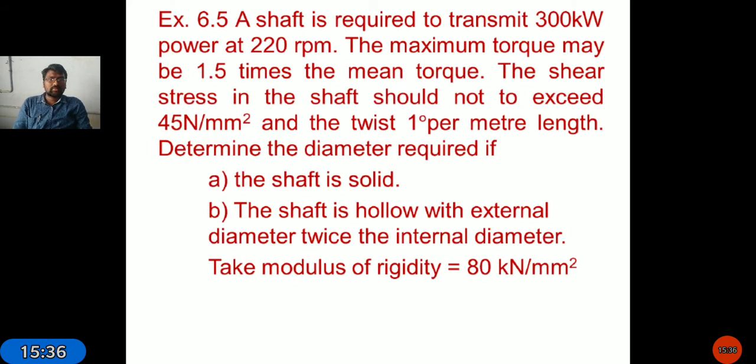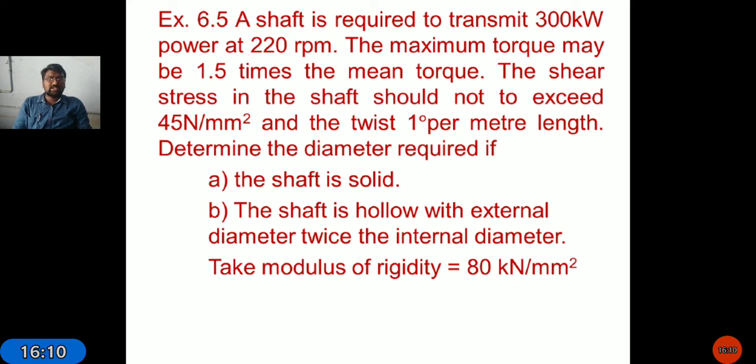Next, coming to one more problem. A shaft is required to transmit 300 kilowatts power at 220 rpm. Given the power value and speed value, from this we can calculate the torque. Next, the maximum torque may be 1.5 times the mean torque. By using the power and speed we can calculate the torque, that is the mean torque. By multiplying with 1.5 we will get the maximum torque.